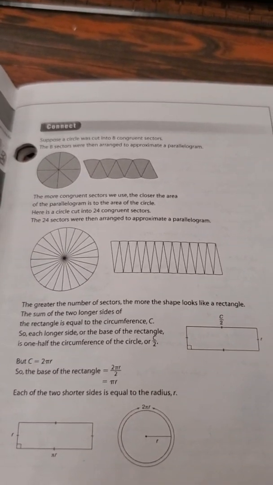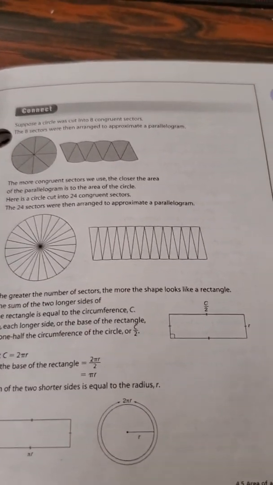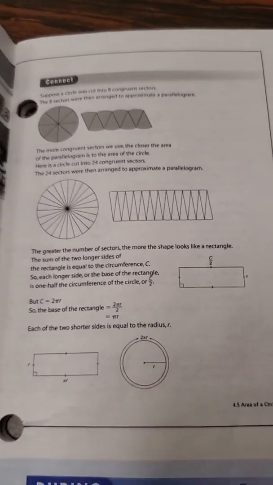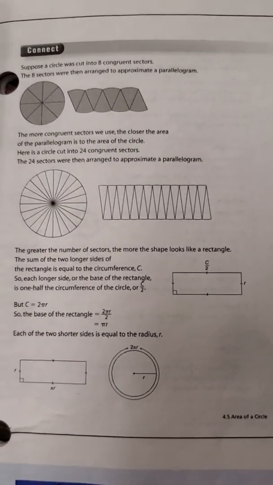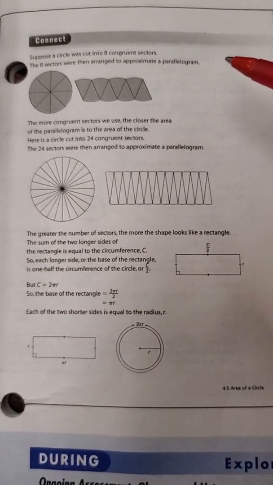Hey, grade sevens. This is area of a circle. This is how they get the formula to calculate the area of the circle. I like this page. It's in your textbook.